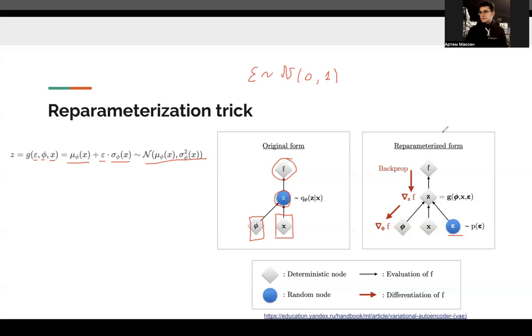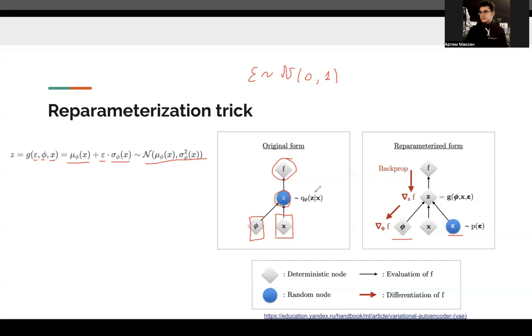That's true. So in this scheme on the right, we can see that z is obtained from epsilon, and now z is a function of phi, x, and epsilon, moreover a linear function. So we have gradients for it, and we can compute gradients with respect to phi and the weights of the encoder. And now we can use SGD, gradient descent, and update the weights.